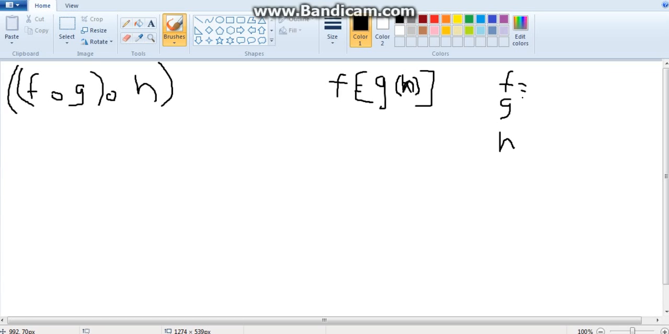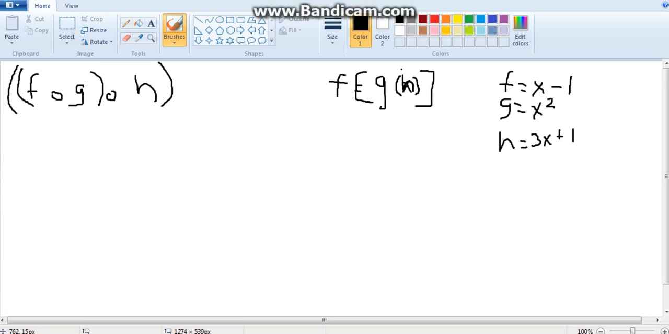So f equals x minus 1, g equals x squared, and h equals 3x plus 1. This might be a bit big, but okay.